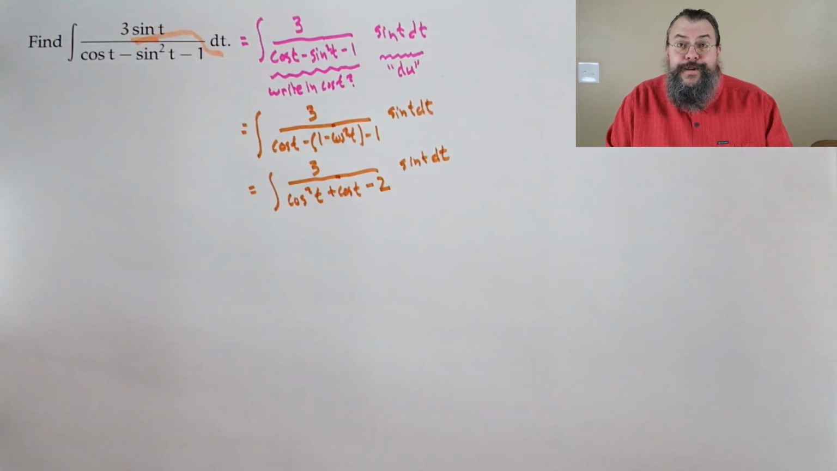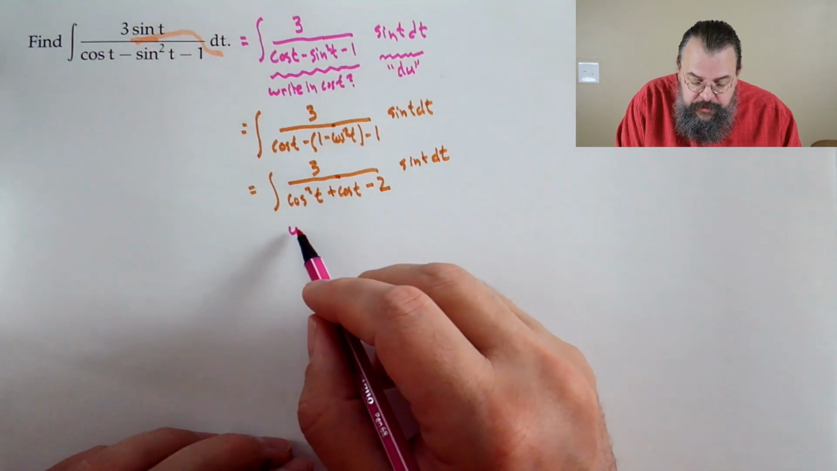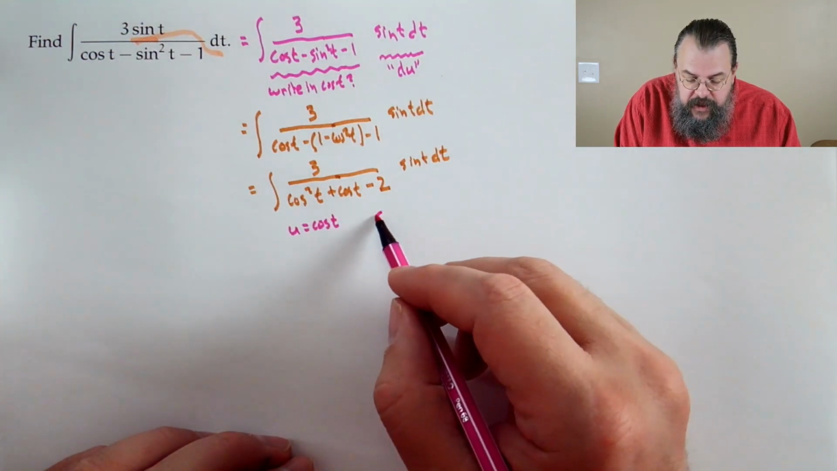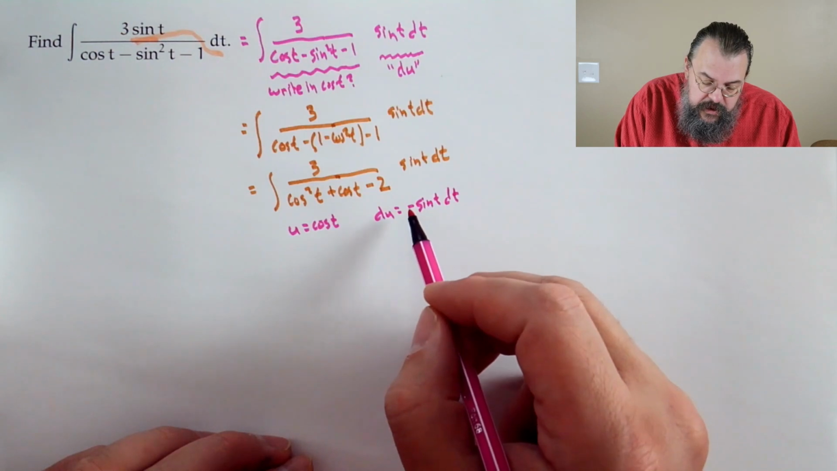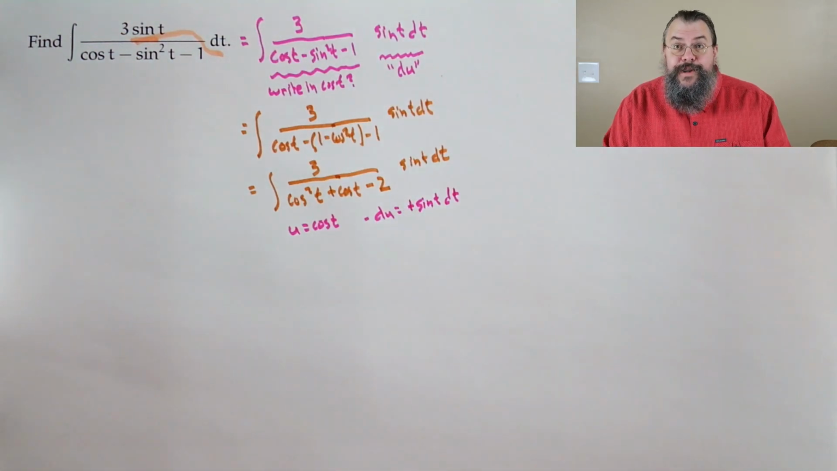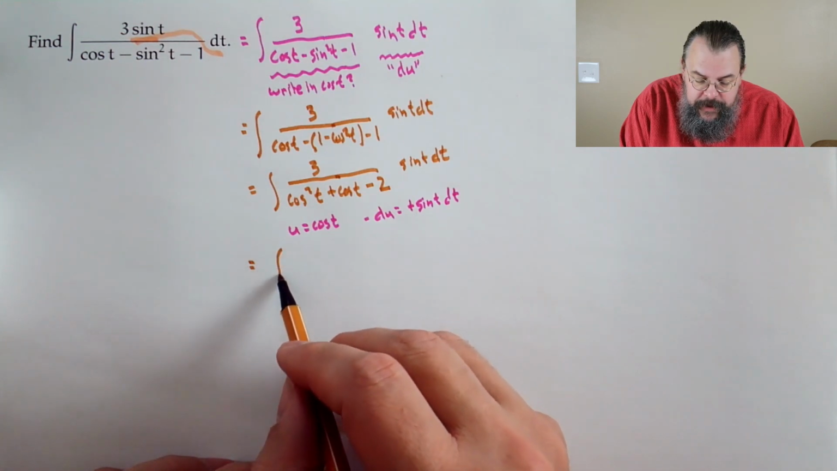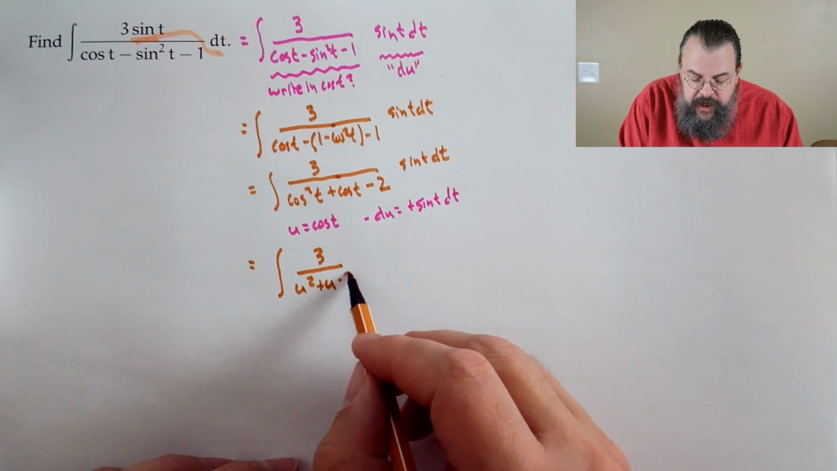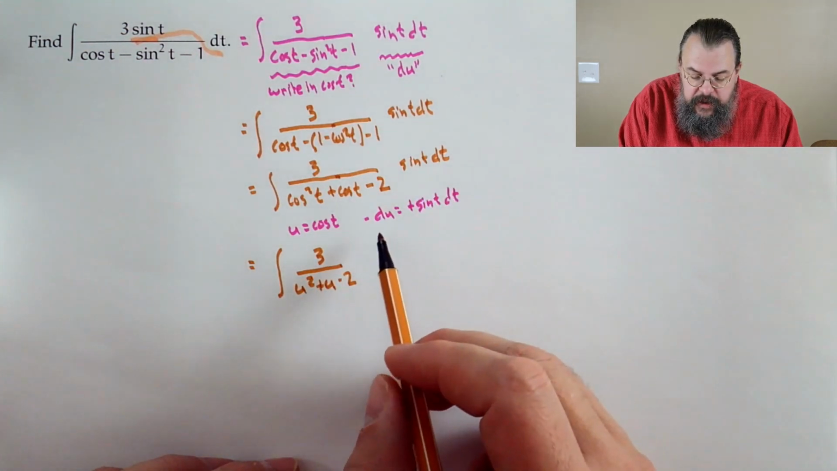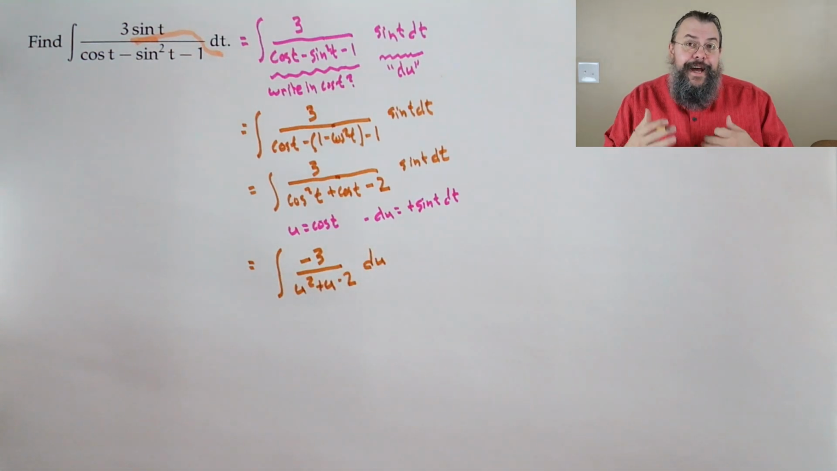Now we're ready for our substitution. So, here we go. We're going to let u become cosine of t, and du is minus sine t dt. Well, let's just move the minus across. So minus du is sine t dt. Now we're like, wow, cool. What do we have? Well, we really have 3 over u squared plus u minus 2, times the sine t dt, which is a minus du. Okay, now we're a lot more comfortable.